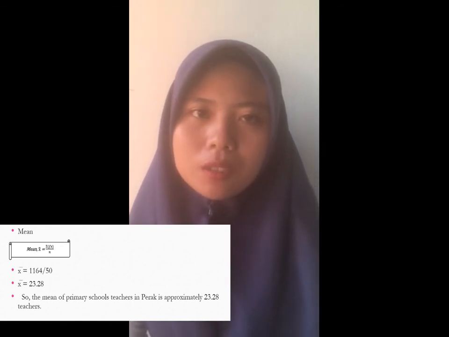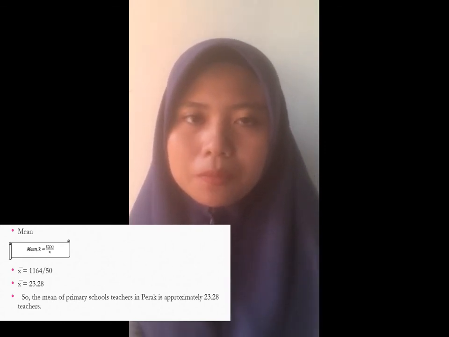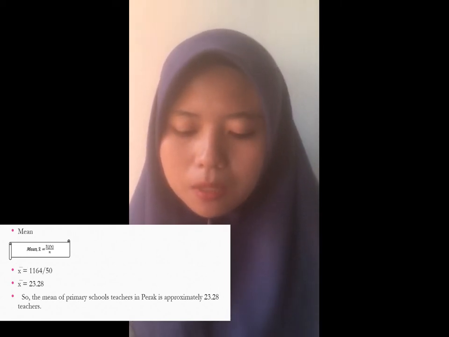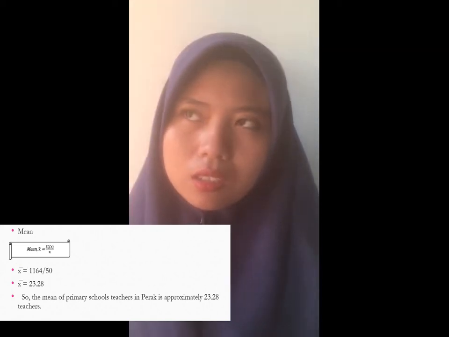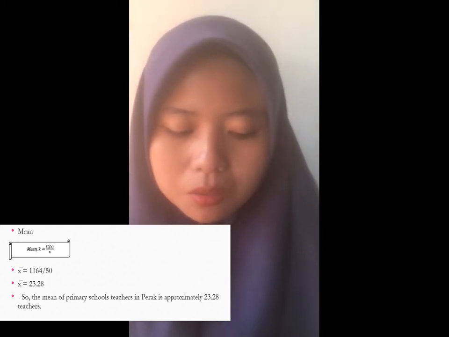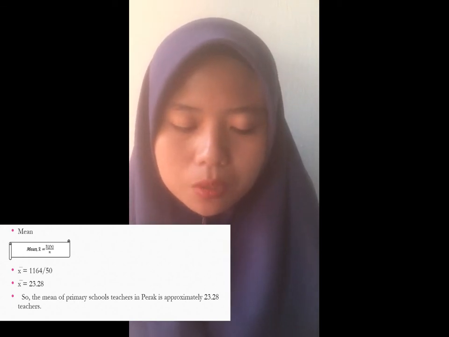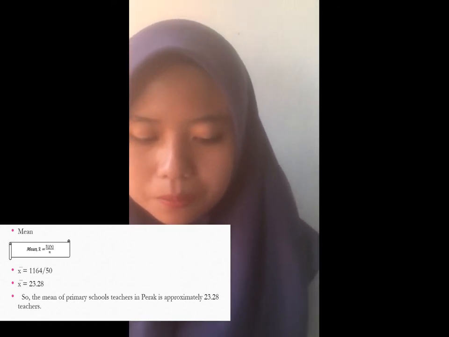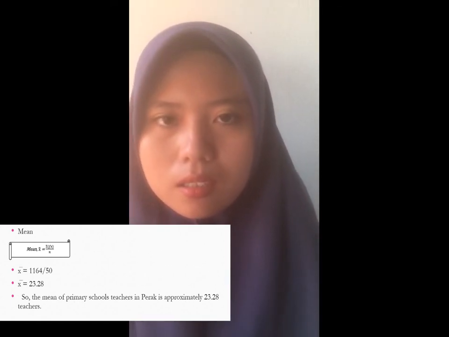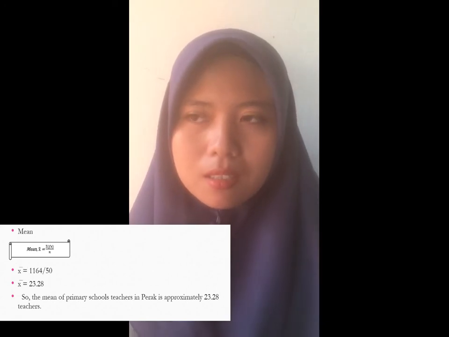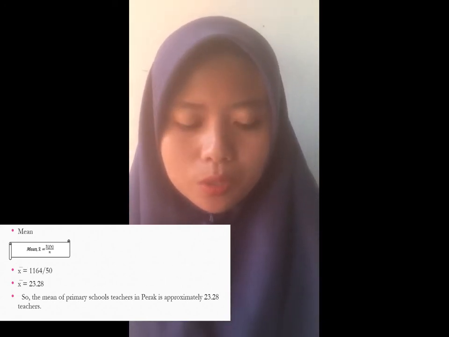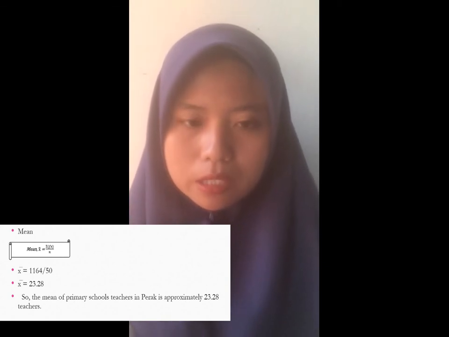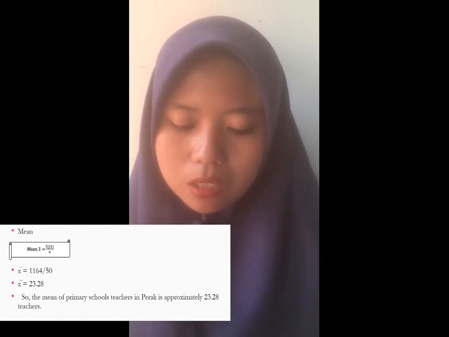Today, I want to present the mean, median and mode for the assignment. I use the mean formula for grouped data: X bar equals the sum of frequency times midpoint of class, divided by the number of entries in the sample, and the mean of this data is 23.28. So the mean number of teachers in primary schools in Perak is approximately 23.28 teachers.